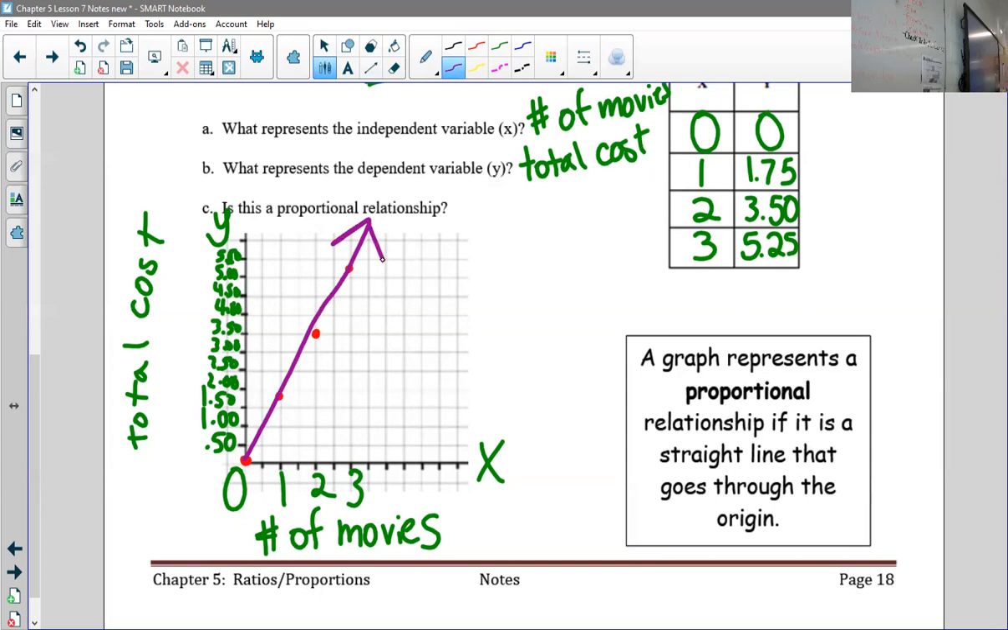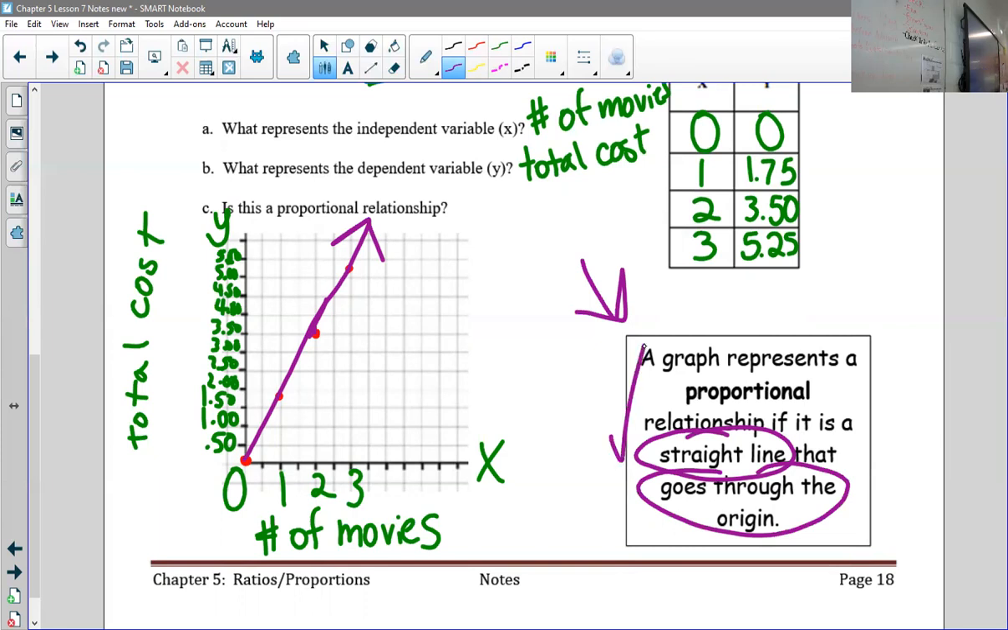So now this is asking me, is it a proportional relationship? To decide if it's a proportional relationship, let's look at this box in the bottom right corner. It says a graph represents a proportional relationship if it has a straight line that goes through the origin. So those are the 2 questions that we're always going to ask ourselves. Is it a straight line, and does it go through the origin? So this looks pretty straight to me, even though I didn't draw it completely straight, but it is straight.